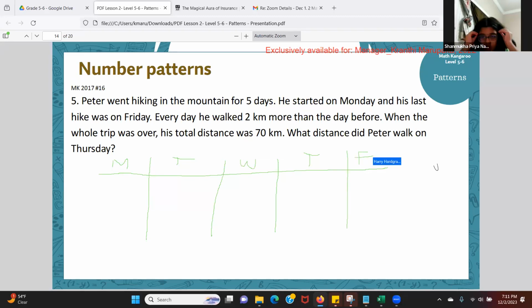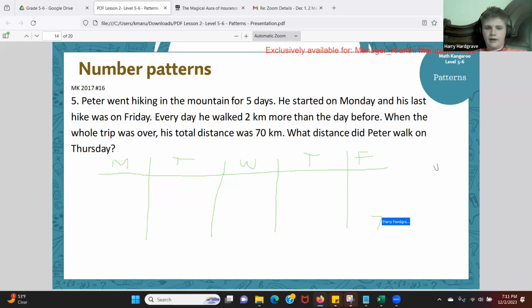If you want to determine how much they walked, the easiest way is you have the total, so that's 70 kilometers, and then you divide it by the amount of days. So 70 divided by 5 is 14. So if you have 14, you know that the average of the total amount walked is 14. So you can determine that on the middle day, you walked 14. And if you walked 2 more, then you walked 16 on Thursday.